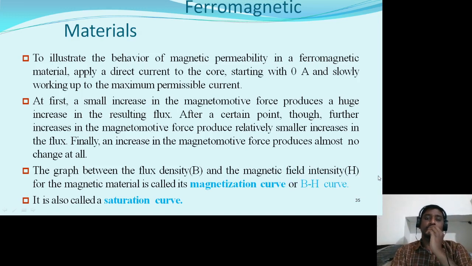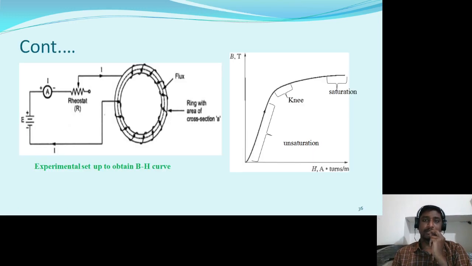This saturation curve will be drawn between the magnetic flux density and the magnetic field intensity, B versus H. So we need to observe the characteristics between flux density and field intensity. The curve is said to be the magnetization curve or the saturation curve.